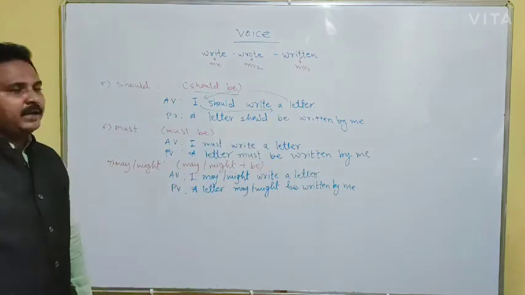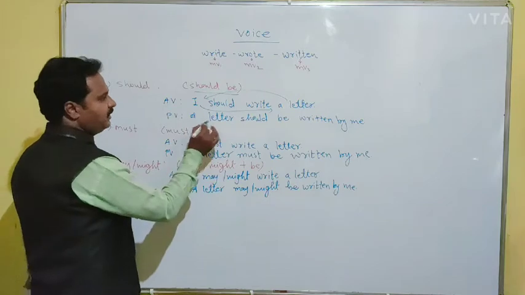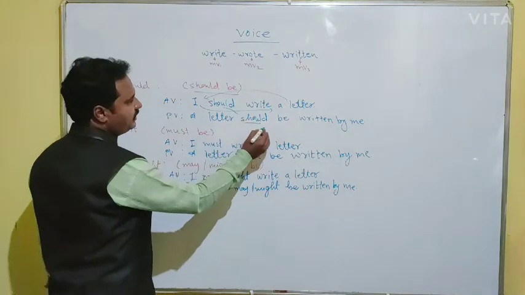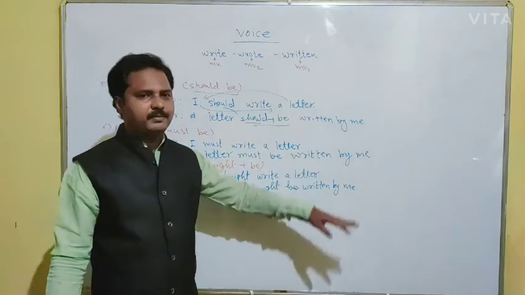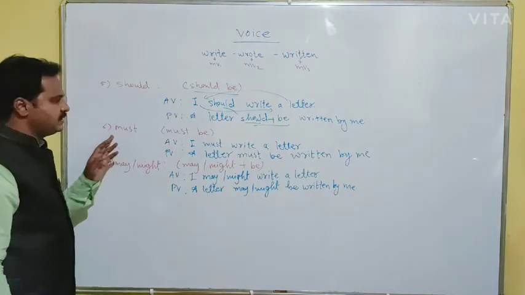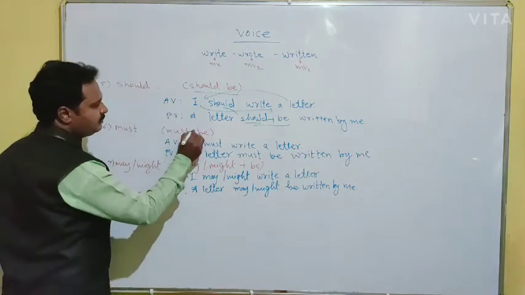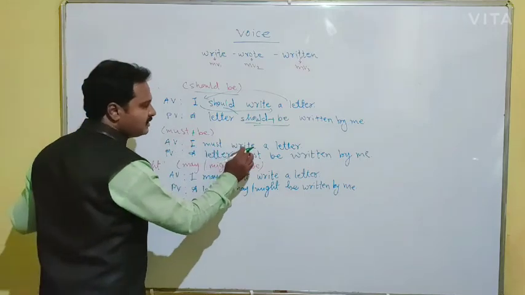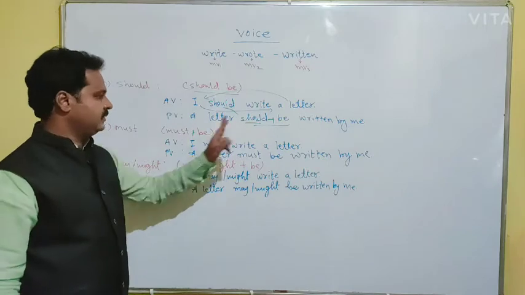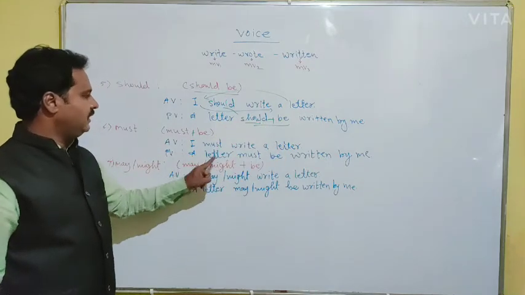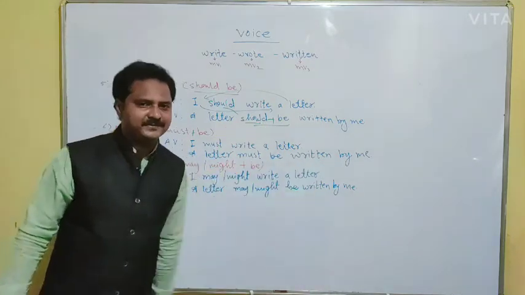I goes there, by plus doer. Same. A letter should, same put here, with be. A letter should be written by me. Same here: must plus be is used. I must write a letter. In passive voice: a letter must be written by me.